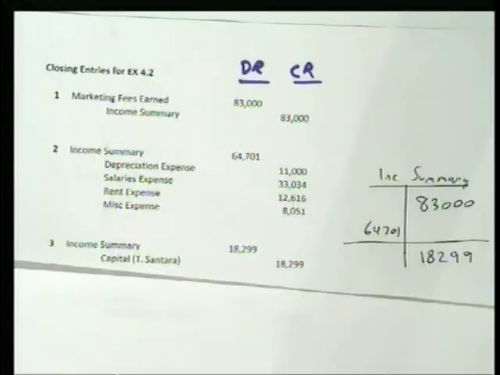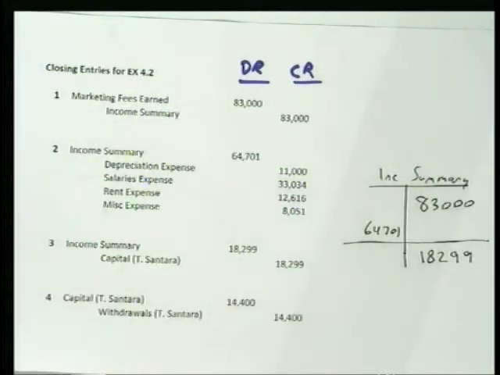Okay. And then our fourth closing entry is we close withdrawals, $14,400, and we close it to capital. Okay? And then that's all equal to all on the balance sheet, right? Well, we're going to talk about that in a second. We got about 4 minutes here, and I'm going to use every one of them. Okay? So it's a good question.